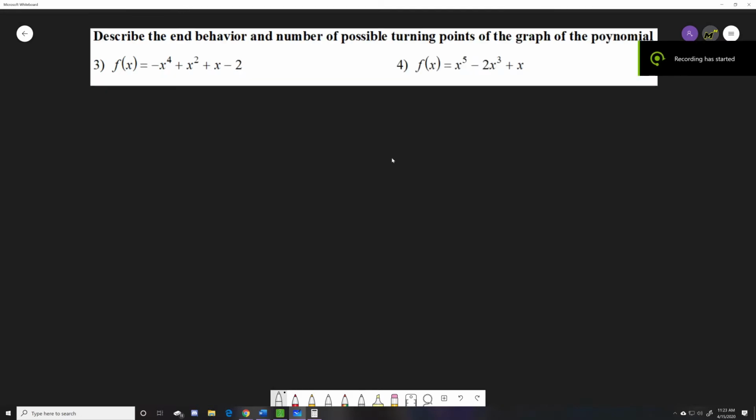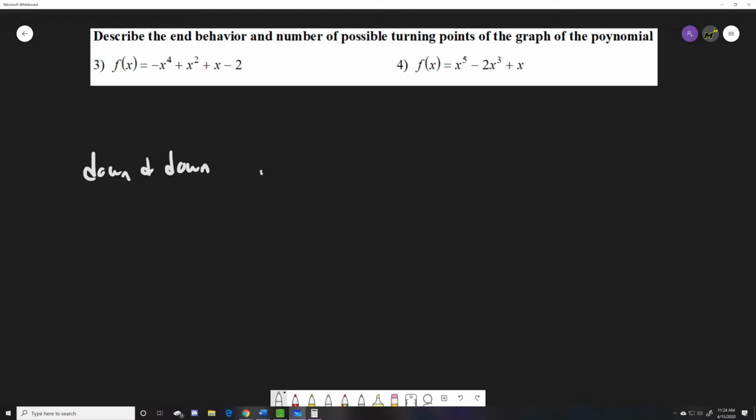Alright, here we have number 3 and number 4. We have describe the end behavior and the number of possible turning points of the graph of the polynomial. Okay, so number 3, the only thing we have to really look for in the end behavior is the first term, the leading coefficient and the highest degree. So here the leading coefficient is a negative number and the highest degree is even. And so, with an even degree and a negative leading coefficient, we will have an end behavior of down and down. And that's literally all you need to write.